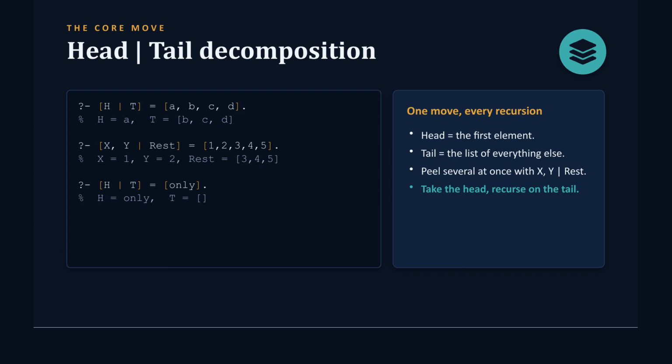The single most important operation on a list is splitting it into head and tail. Write square bracket, H, bar, T. The head is the first element, the tail is the list of everything else. Unify that against A, B, C, D, and H becomes A while T becomes the list B, C, D. You can peel off more than one at a time: X, Y, bar Rest grabs the first 2 and leaves the remainder. And for a one-element list, the head is that element and the tail is the empty list. Every list recursion is built on this one move: take the head, recurse on the tail.